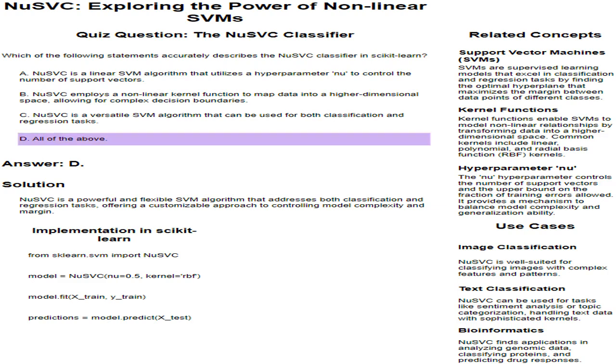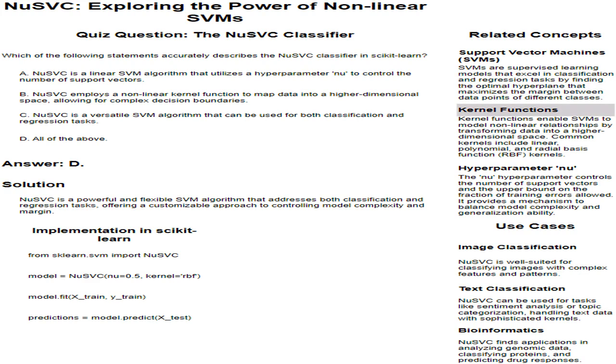Support vector machines, SVMs. SVMs are powerful supervised learning models used for both classification and regression. Their core principle lies in finding the optimal hyperplane that maximizes the margin between data points of different classes.